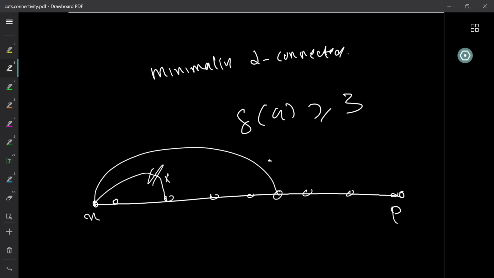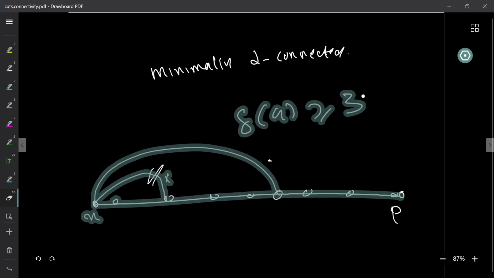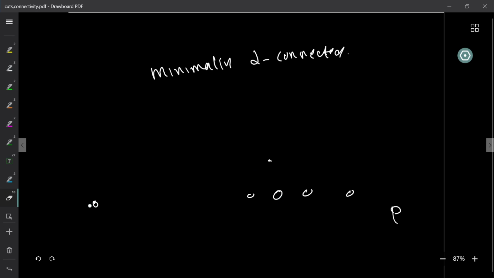But of course, the degree cannot be less than 2, because then the graph will either be disconnected or it will have pendant vertices, which are not going to be 2-connected. So therefore, we know that there must be vertices of degree exactly 2. Okay, so that is how we can prove this. And once you know this, you can prove the second part also.